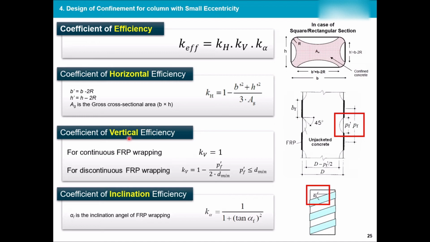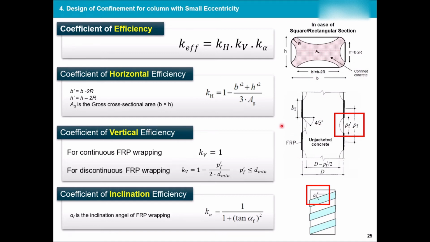The vertical efficiency, again, if it's a continuous FRP wrapping, there's no spacing in it, KV will be 1. If there's discontinuity, then the FRP wrapping will be done with this formulation. There's an example here as well. You can see a bit of FRP, nothing, a bit of FRP. So there's discontinuity and there's not a continuous FRP in it. The values are all given here as well as if there is any angle on how the FRP is applied.